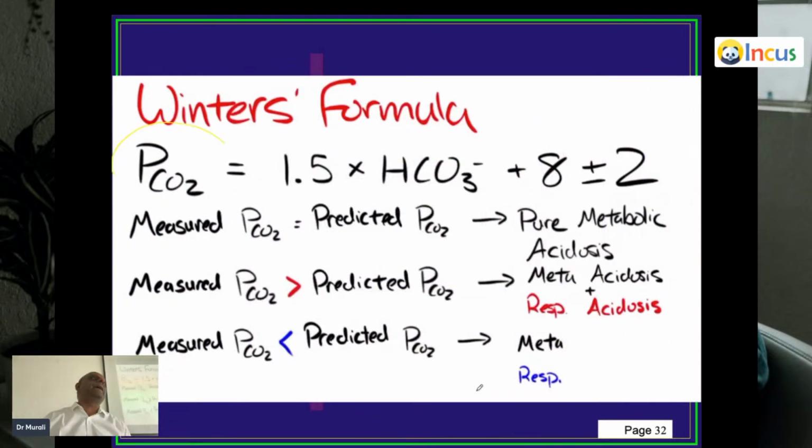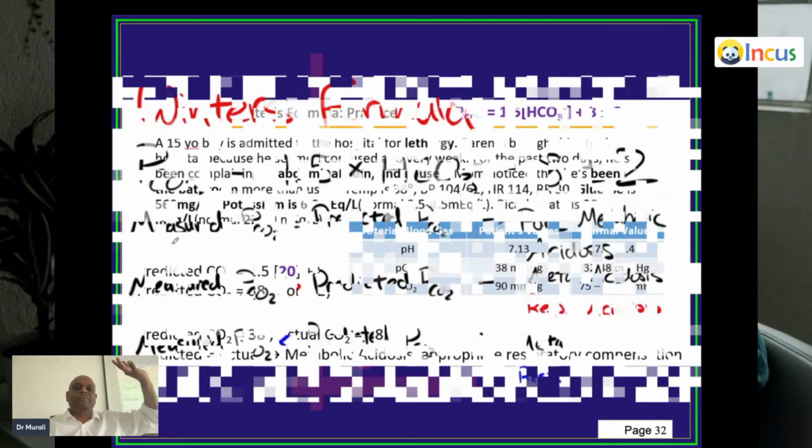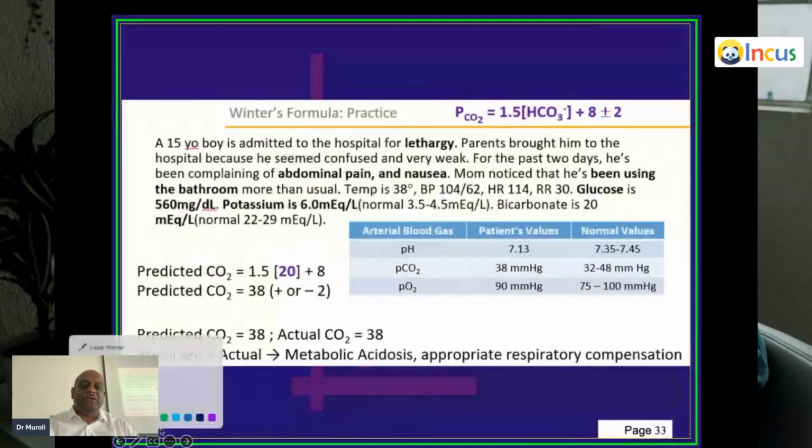So what is the formula? Expected PCO2 is equal to 1.5 into the patient's bicarbonate level plus 8, plus or minus 2. That means this is the predicted PCO2. And you will also measure the PCO2. Then compare predicted PCO2 with measured PCO2. If they both are equal, it means it is fully compensated. Okay? Let's see one example case.